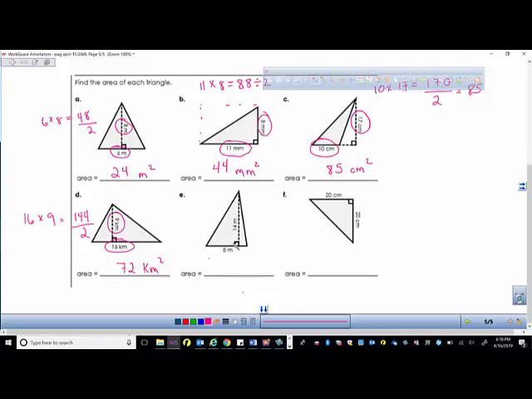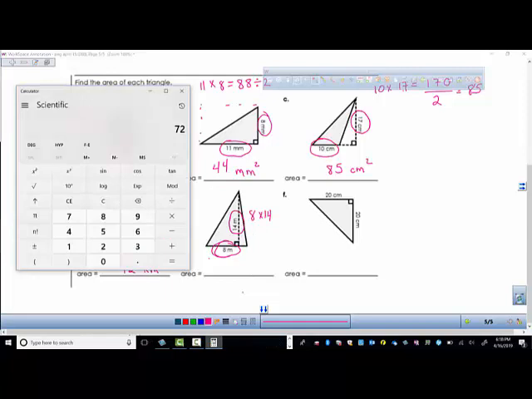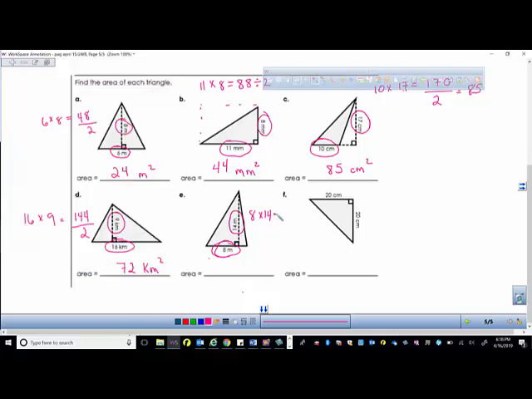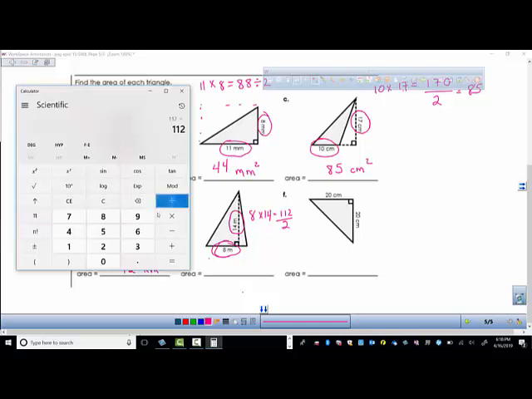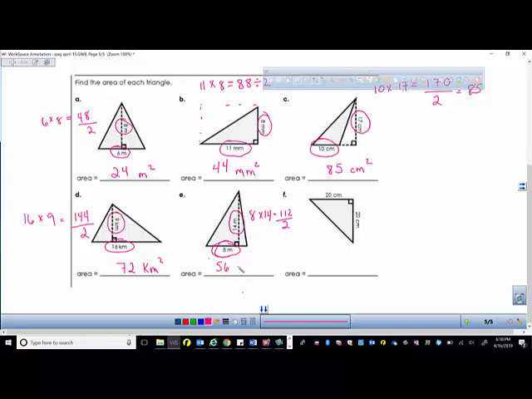My next example, my base, or horizontal, is 8. My height, or vertical, is 14. So we're going to multiply those. We're going to have 8 times 14 is 112. And then I have to divide by 2 because it's a triangle. So 112 divided by 2 is 56. And this would be meters squared for my label.